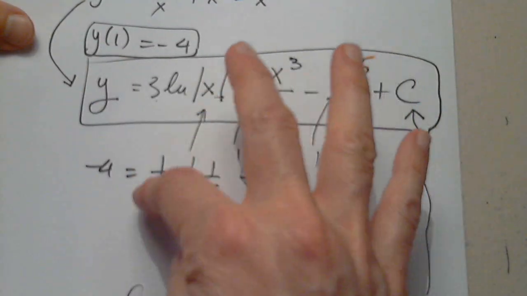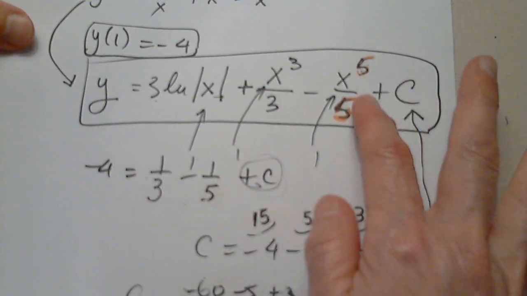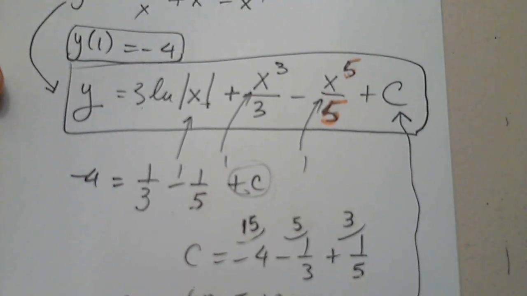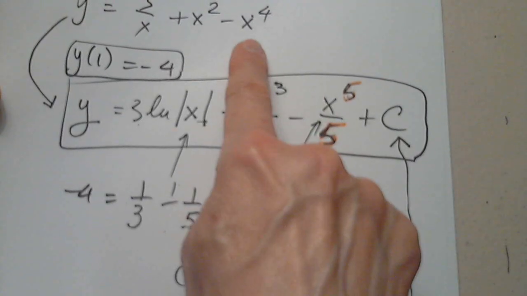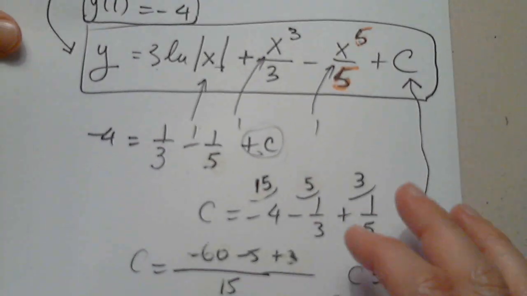x is 1. So this is 0. This is 1/3. This is minus 1/5. And this is plus a constant c. So I made this error because when I differentiate this, I get that. But with the 4, of course, I didn't.